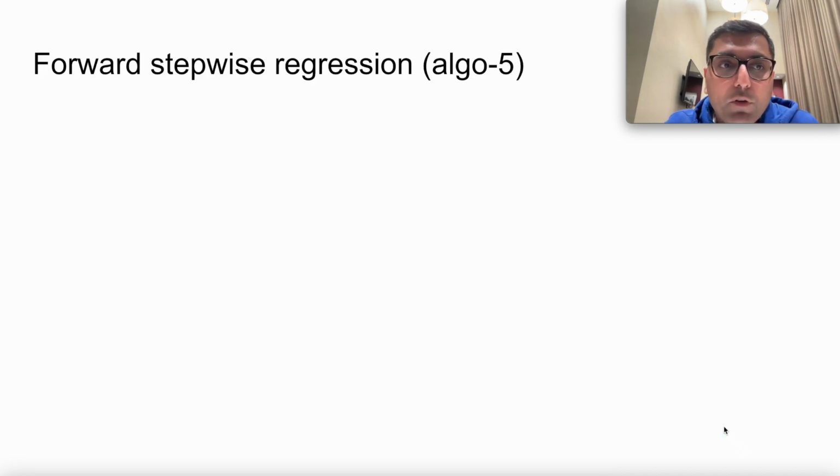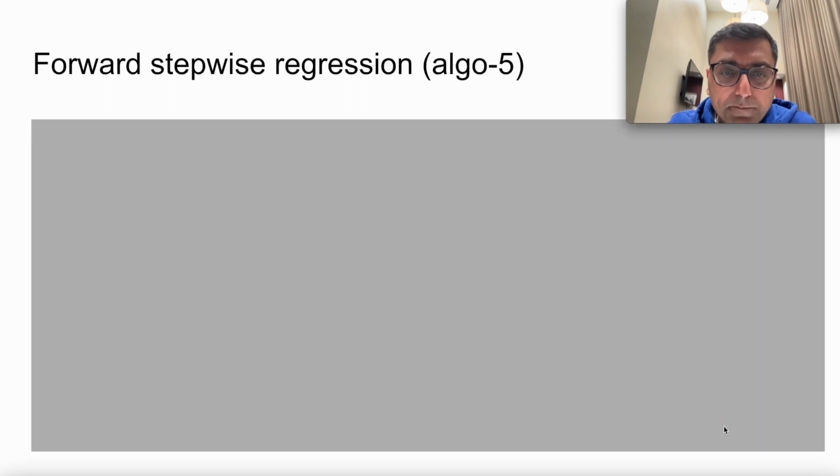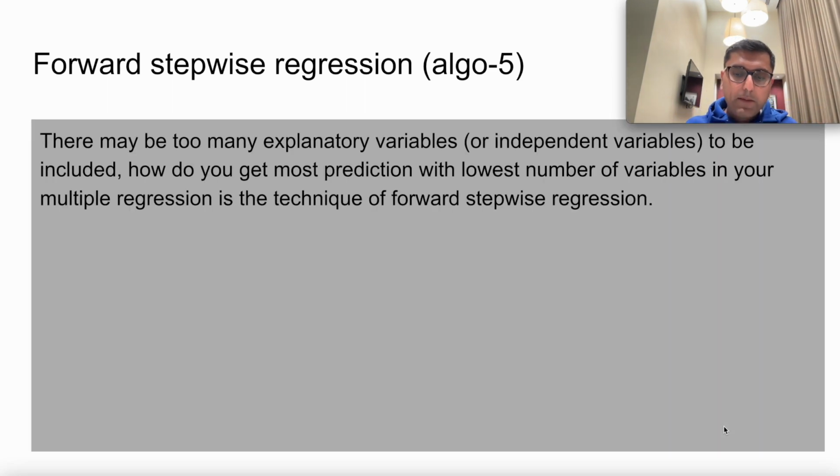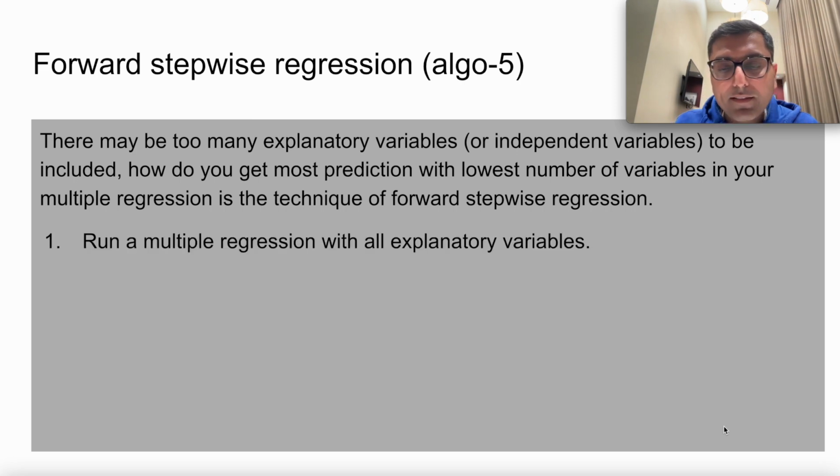There's another greedy approach called forward stepwise regression. There may be times when you have hundreds of explanatory or independent variables that predict your dependent variable. So how do you quickly find which of those variables are the most impactful? With the least number of X variables, how can you get the best prediction of Y? That is the solution forward stepwise regression provides. It helps us very quickly find out which of these independent variables have the maximum prediction power.